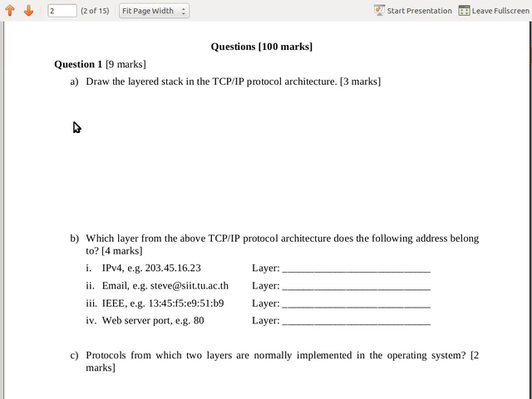Hence, we can say it's part of the data link layer. I'd also accept the physical layer, but data link layer.